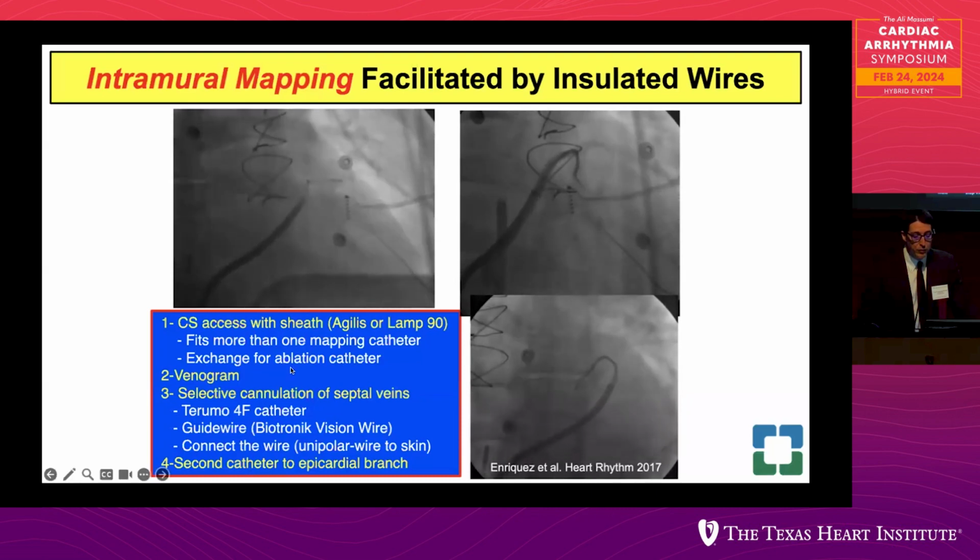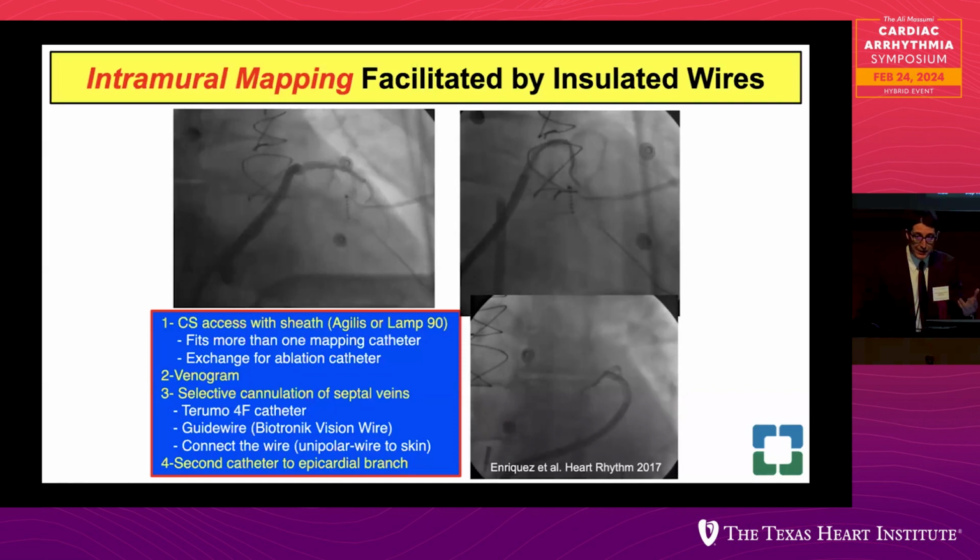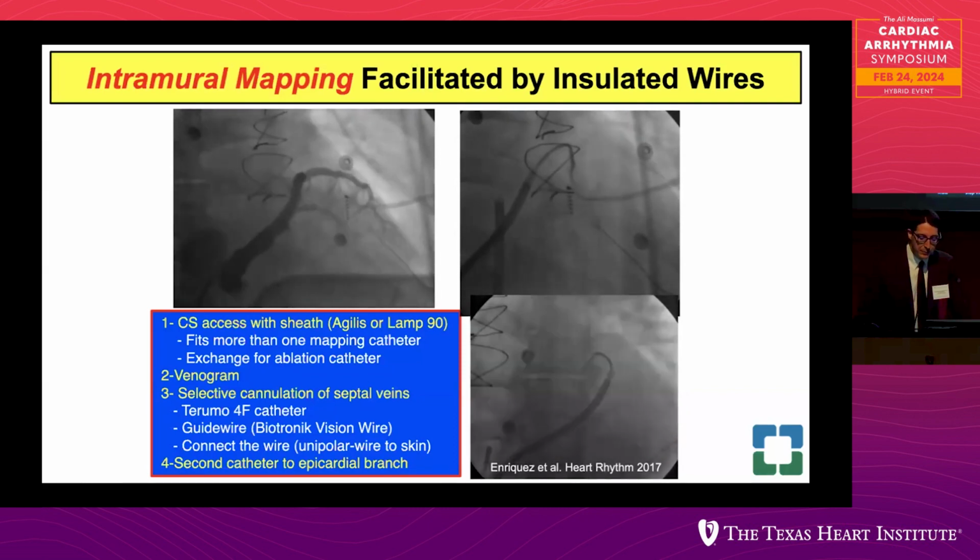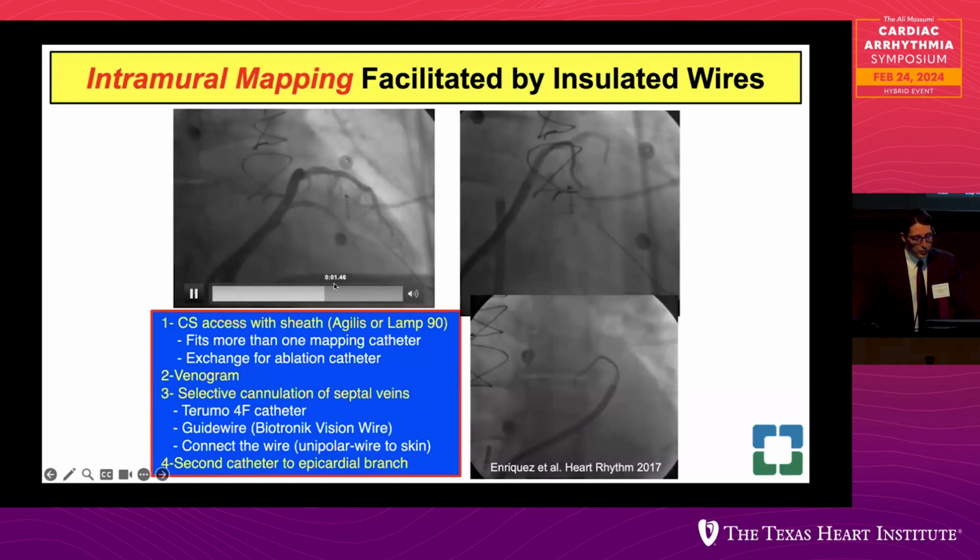In the middle cardiac vein, if you do an occlusive venogram, you do not see perforators that you can access with mapping catheters, not even with wires. So that's a limitation for the inferior septum. But in general, the way we work with this is quite intuitive.